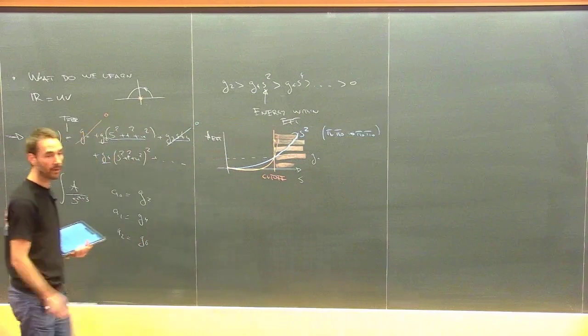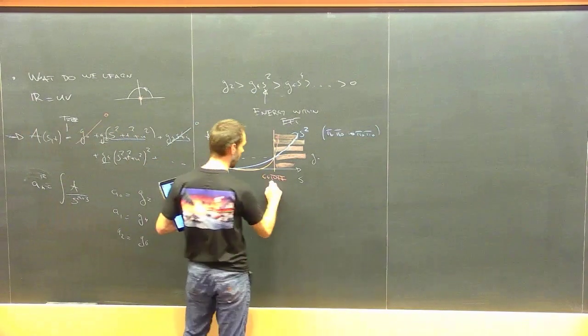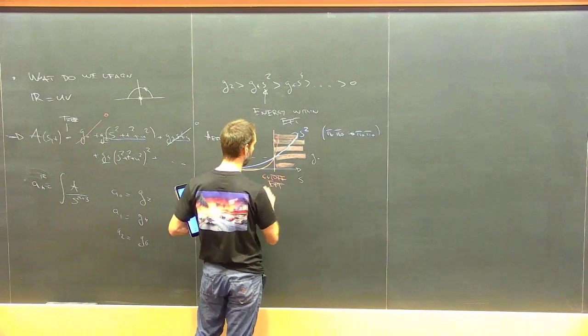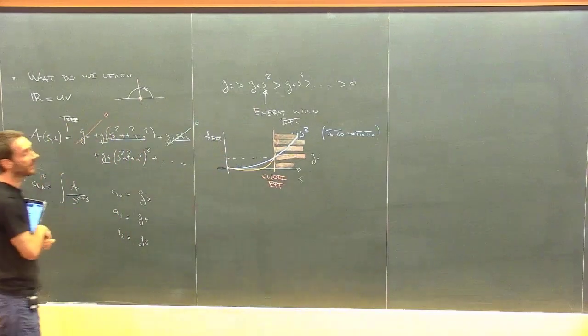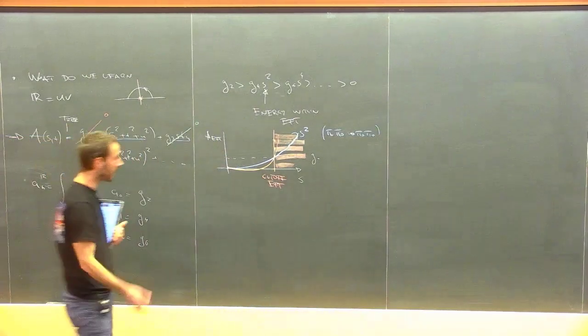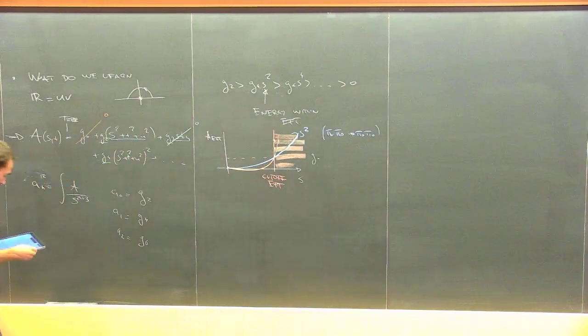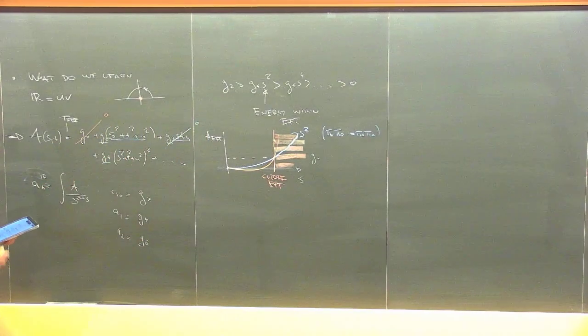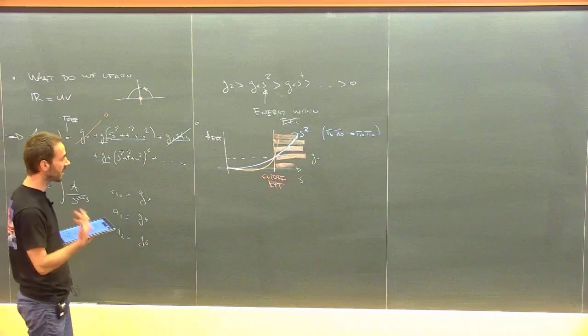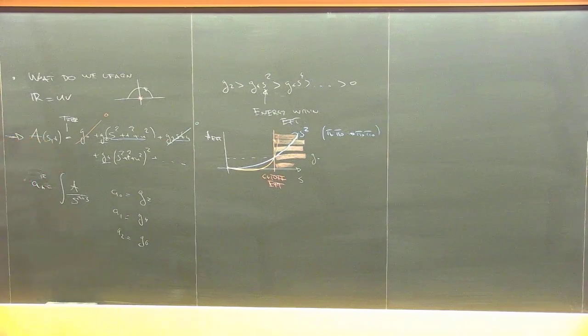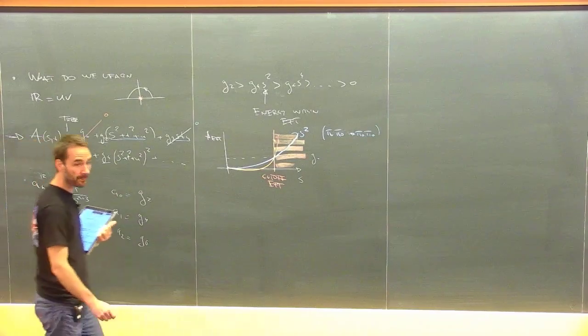In other words, you have identified the cutoff of your effective field theory as the value in which any of the higher derivative couplings takes over the leading one, G2. So this is the maximum energy that is allowed within the effective field theory if you want to have a unitary UV completion.